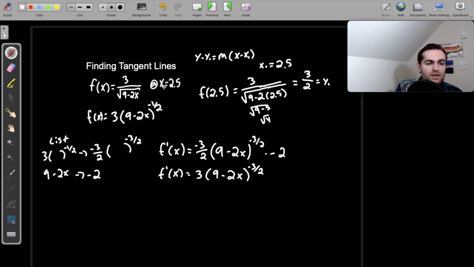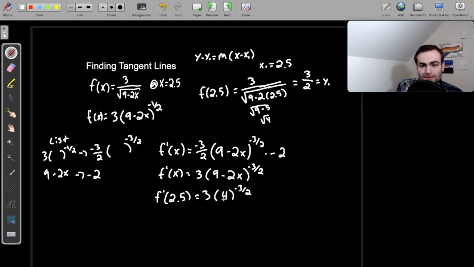So what we're going to do is take this x value and plug it into our derivative. So we want f prime of 2.5. So that is 3 times, we've already said that 9 minus 2 times 2.5 is 4. So let's just rewrite that as 4. We've already done that work. Let's not do it again.